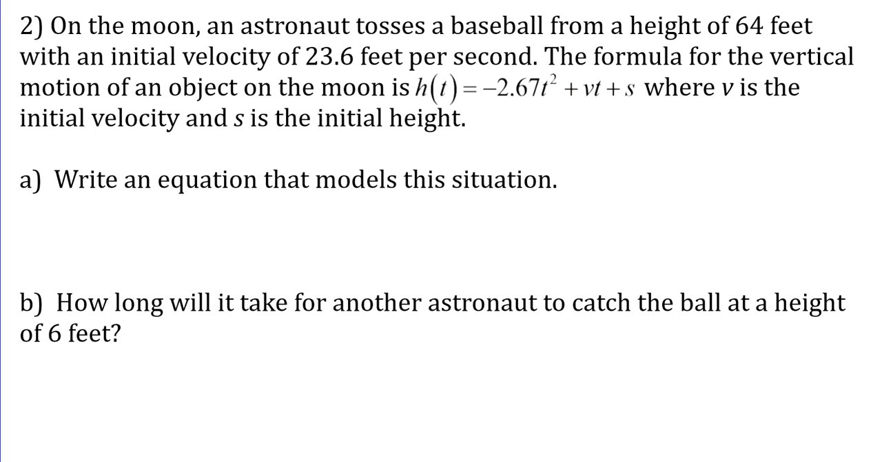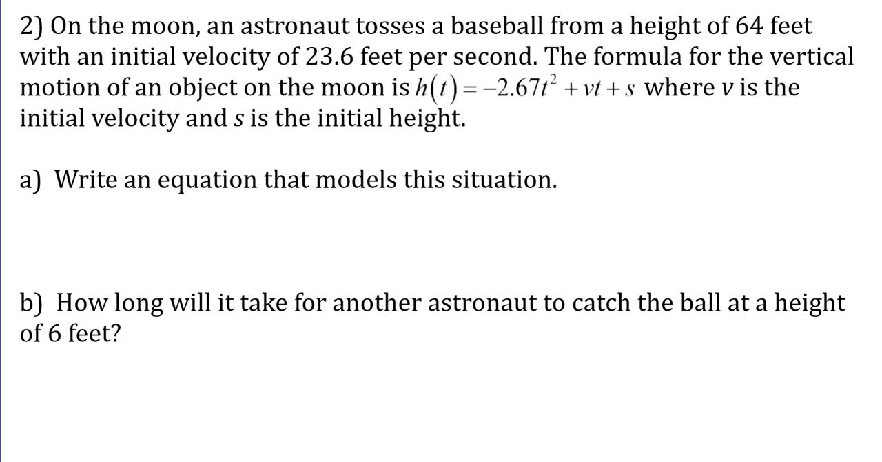On the moon, an astronaut tosses a baseball from a height of 64 feet with initial velocity of 23.6 feet per second. The formula for the vertical motion of an object on the moon is h of t equals negative 2.67 t squared plus v times t plus s, where v is the initial velocity and s is the initial height. Again, t represents the time in seconds, and h is the height above the surface of the moon. What we want to do is write an equation that models the situation.